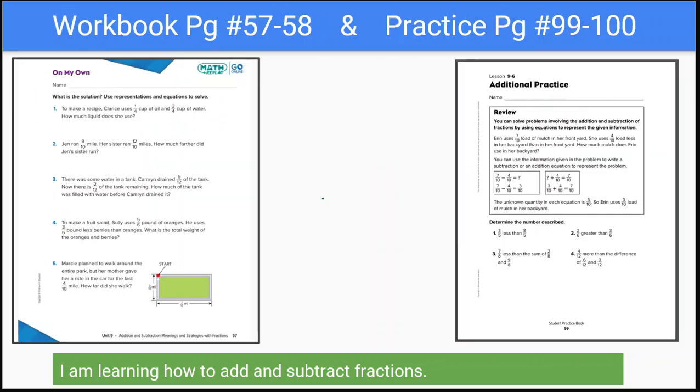All right, in class today, you're doing pages 57 and 58 in your workbook. You're doing practice pages 99 and 100. You're learning how to add and subtract fractions.